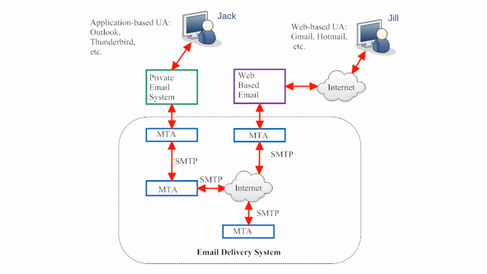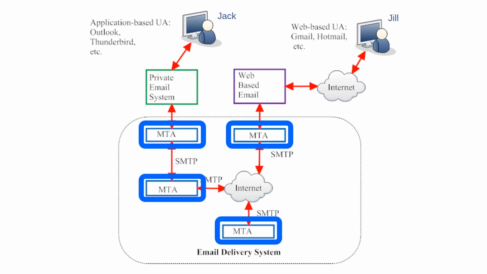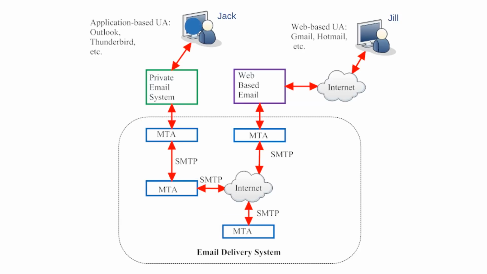So Jack writes an email, and then he sends it off through the internet. Jack's email must travel from his private email system through a series of servers called Message Transfer Agents, or MTAs, before it can reach its destination, over on Jill at the right side of the page. Jack composes his message in his user agent, and then when he hits send, the user agent sends the email to the first message transfer agent.